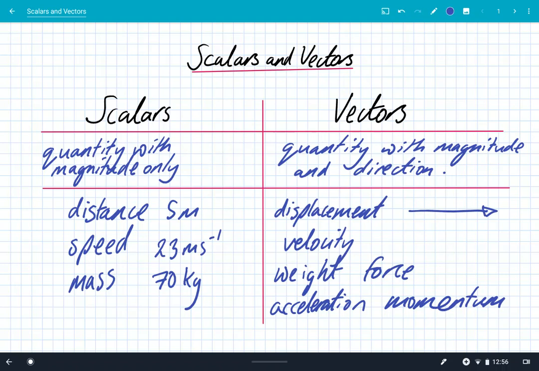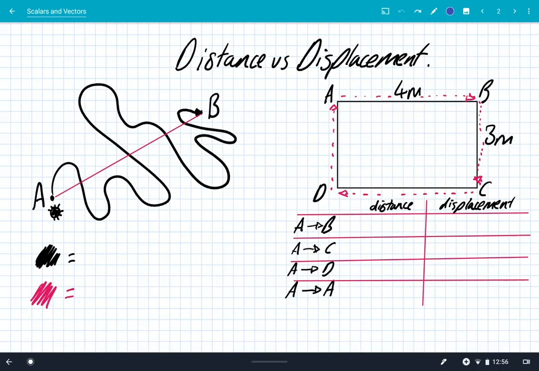We talked about distance and displacement, so we're going to use a couple of diagrams to explain the difference between them. On the diagram on the left, we've got a little spider. This spider walks this black path, wiggling in and out. The black line represents the distance that the spider has traveled, and that distance is a scalar. Let's say it walked 75 centimeters. There's its distance. It's a scalar quantity.